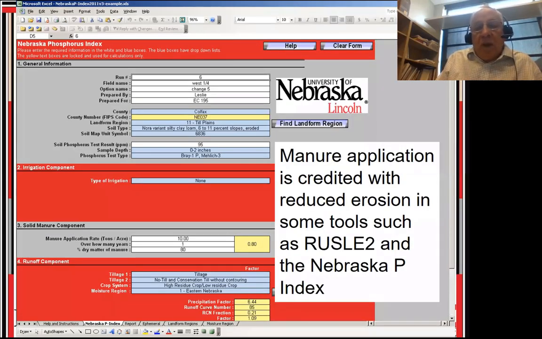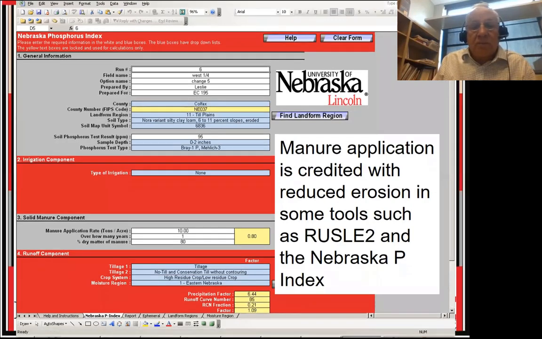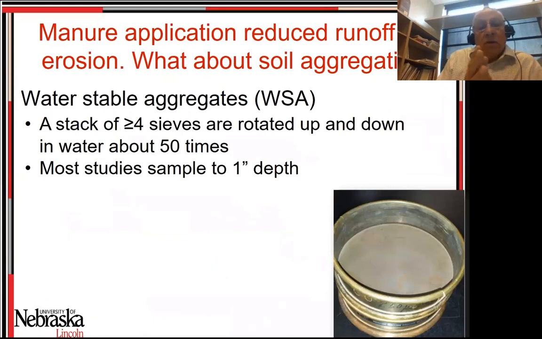So some of this information, specifically on erosion, the effect of manure application on erosion, is integrated in some decision tools, such as the NRCS RUSLE2 for erosion estimation and the Nebraska Phosphorus Index, which also has a calculator for erosion loss. So we saw that manure application reduced runoff and erosion. What about its effect on soil aggregation?